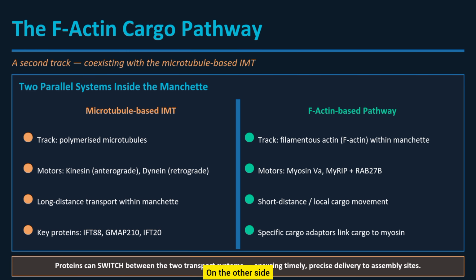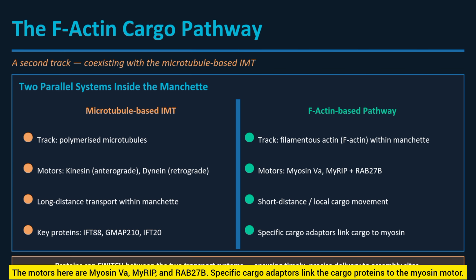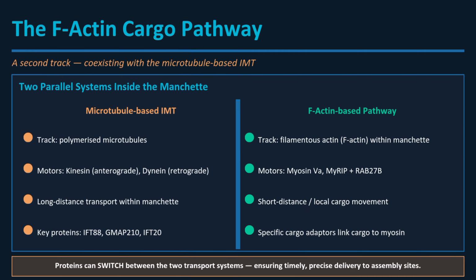On the other side, the F-actin-based pathway handles short-distance, local transport. The motors here are myosin VA, MyRIP, and RAB27B. Specific cargo adapters link the cargo proteins to the myosin motor. And here is the elegant part: proteins can switch between these two systems. This cooperation, similar to a relay race, ensures that every protein reaches its assembly site at exactly the right moment.